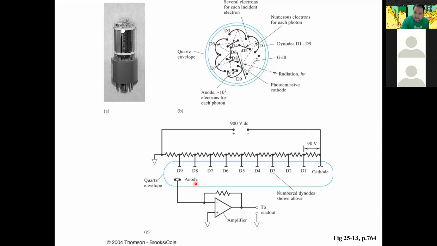All right, which is a good place for us to stop. We will stop here, and we will pick it up again on Tuesday.